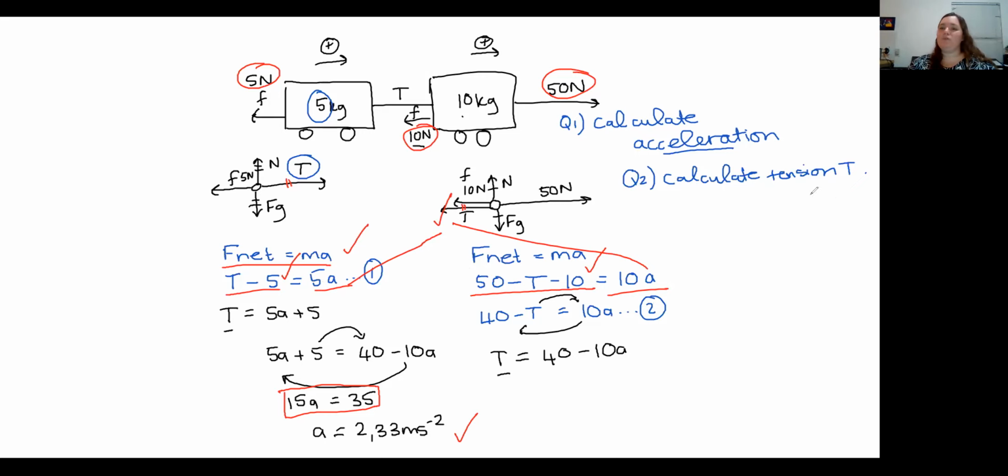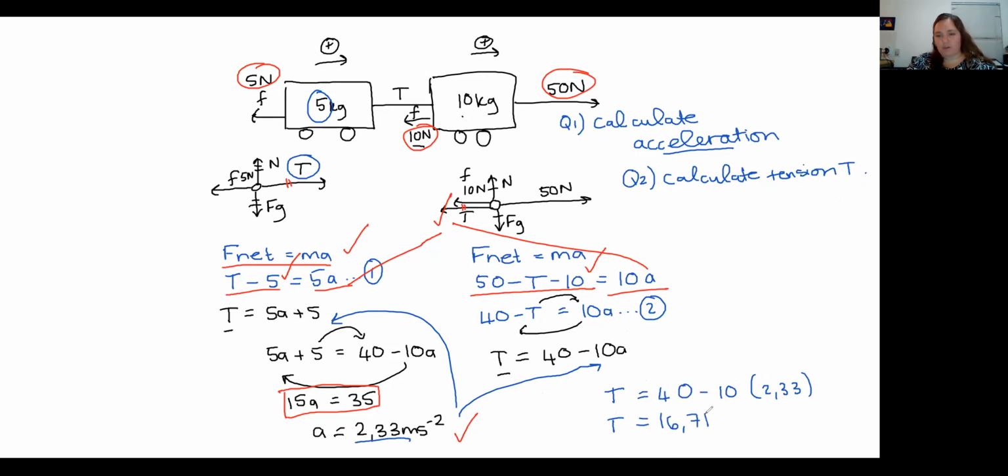But if we then move on to calculate tension, I can take this value of A and sub it in either here or here and get the answer. So tension is equal to 40 minus 10 multiplied by 2.33. So 40 minus 23.3 gives me an answer that my tension is 16.7 newtons.